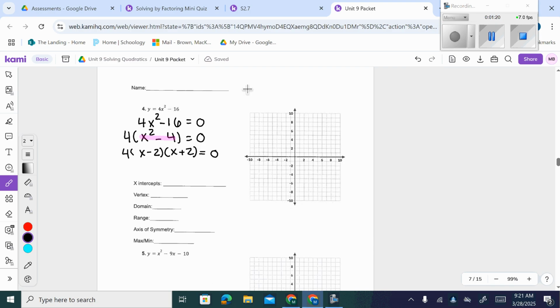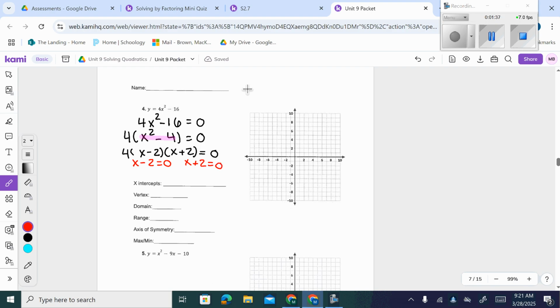I have to set both. Do I care about this 4? No. If there was an x with it, I would care about it, but there's not an x. So I'm going to set both of these guys equal to what? 0.